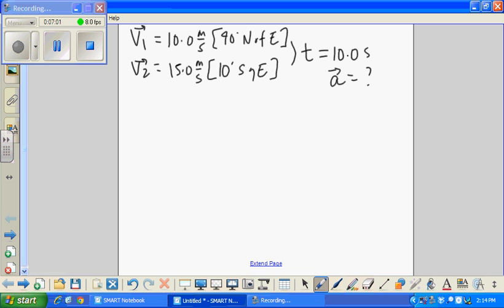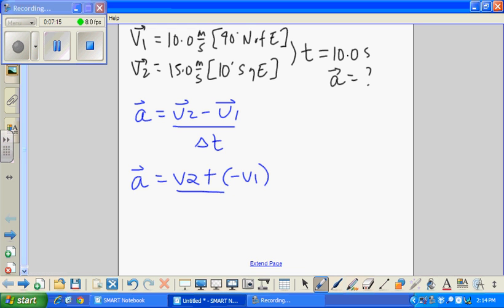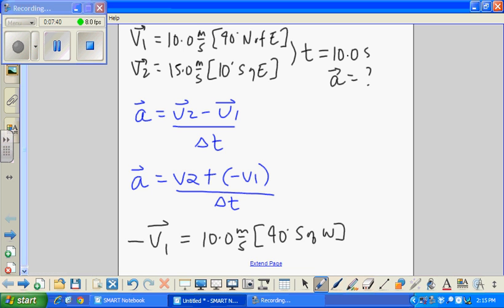And of course we're looking for acceleration, that's the point of the question. Well, the very first thing I'm going to do is identify negative V1. Because, again, using the formula, A equals V2 minus V1 over delta T really turns into A equals V2 plus negative V1. Okay? So given our time, we need to identify negative V1. It's fairly simple, you don't have to sketch it, just change the signs. Negative V1 is going to stay at 10 meters per second, that doesn't change, but it's 40 degrees south of west.